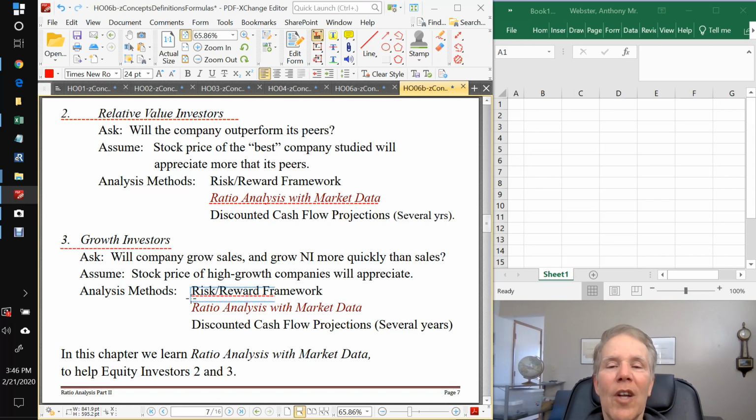In my opinion, there is not enough risk-reward framework for people investing in Tesla right now, but the professionals are doing that. And what are they doing? Ratio analysis with market data, which we're learning about in this chapter, and DCF methods, which we learn in future chapters. Okay, so in this chapter we're really going to be focused on relative value investors and growth investors and helping them.